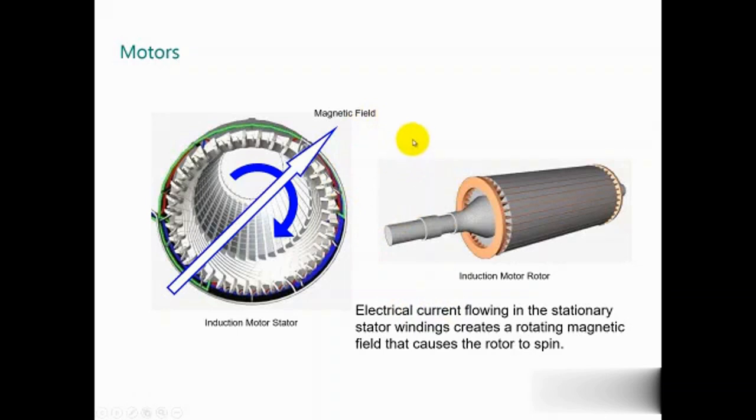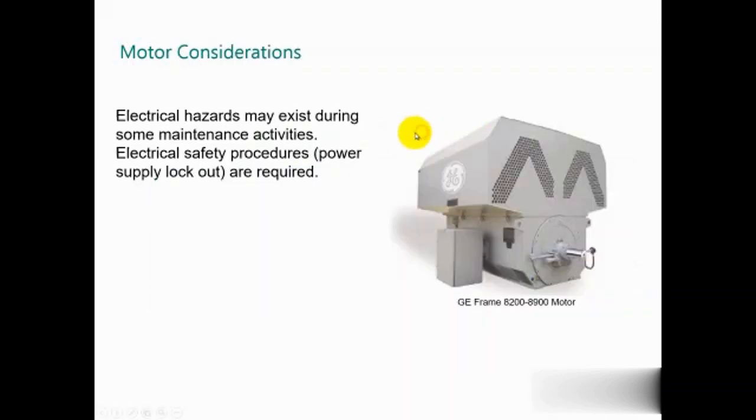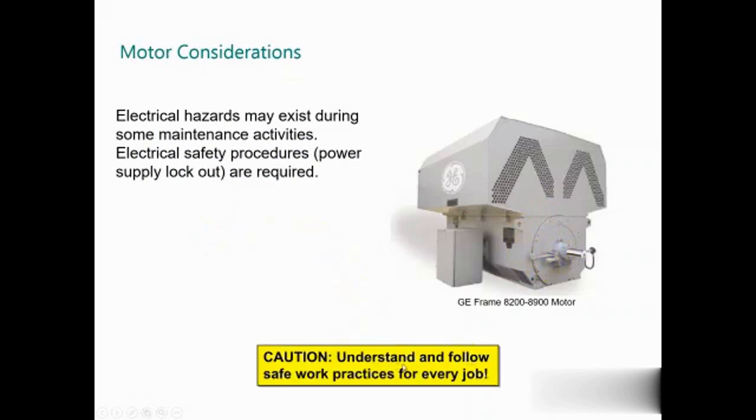Remember, never touch a machine that is running. Never open a bearing or a part. Maintain the distance. And when you are working on any electrical motor, it is mandatory to use the LOTO process, lock out, tag out. You need to ensure that no one can start this machine when you are working on it. Caution: understand and follow safe work practice for every job.